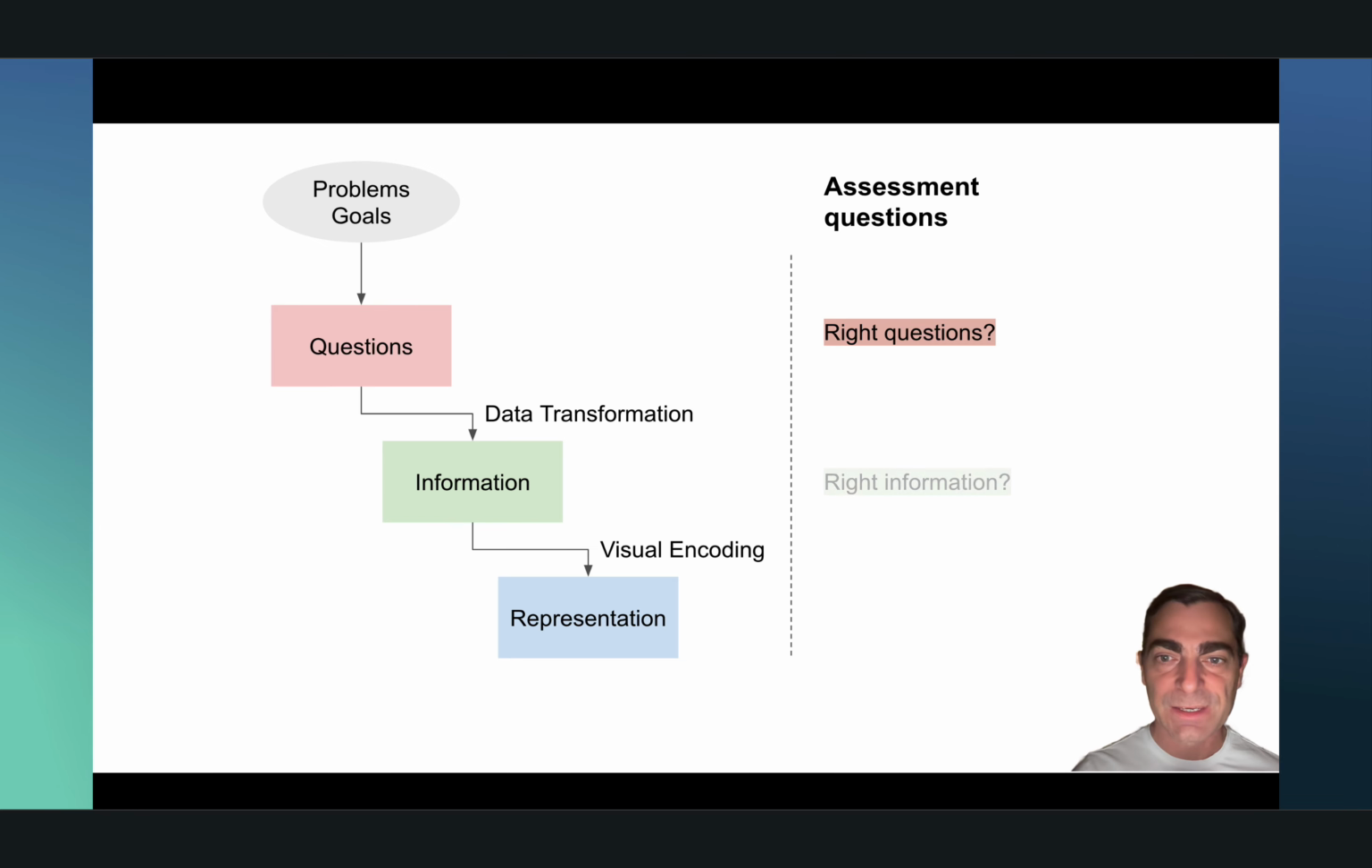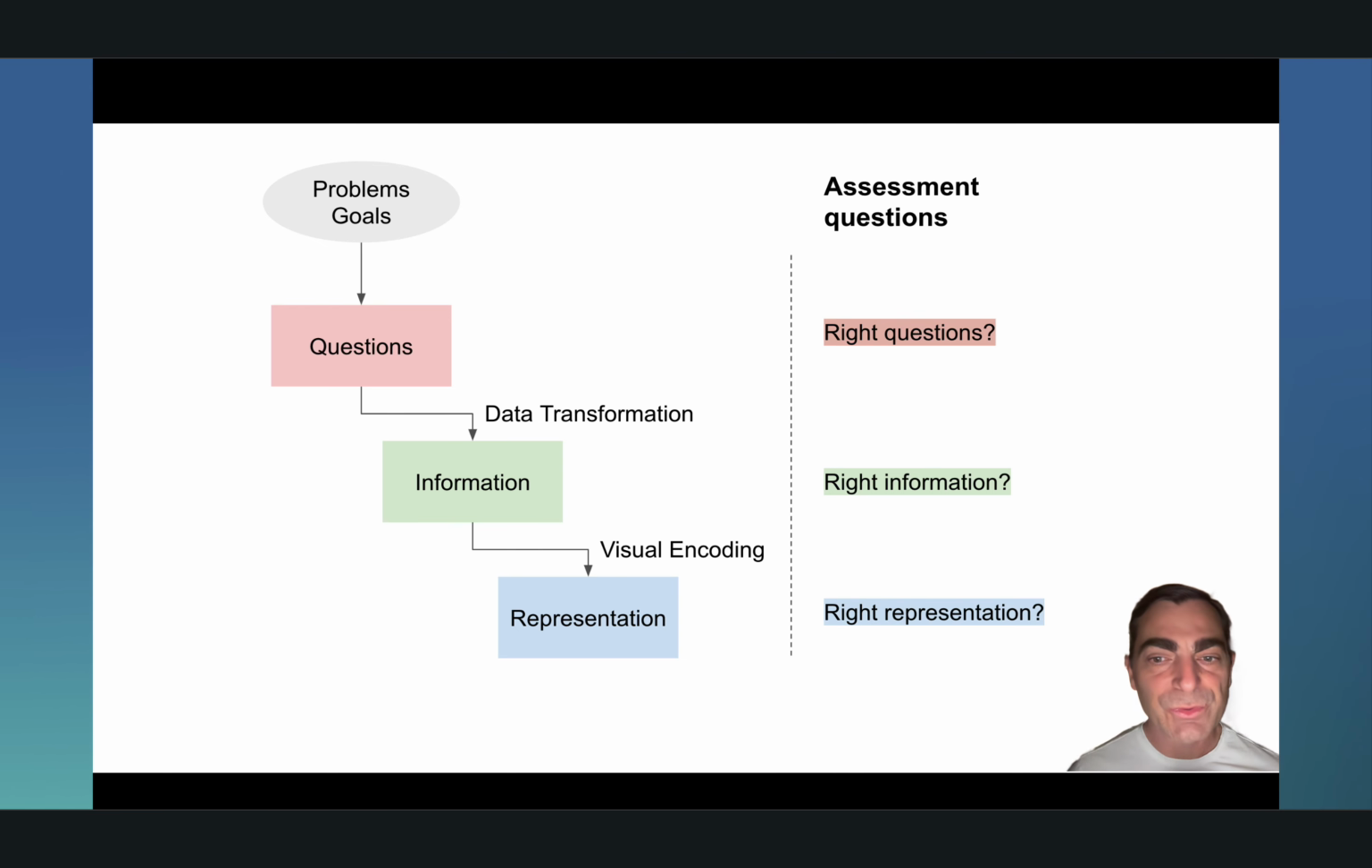questions. Second, generate the right information. If you're not using the right procedures to generate the right type of information that is necessary to solve the problem, well, the visual representation doesn't matter because you're not visualizing the right information. And finally, how to produce the right representation. We will come back to this notion over and over again. But visualization design is not only about coming up with the right representation, but it's also about identifying the right questions and the right information.